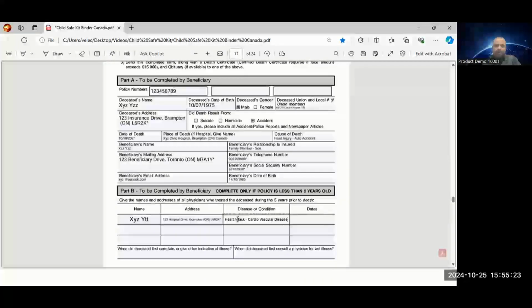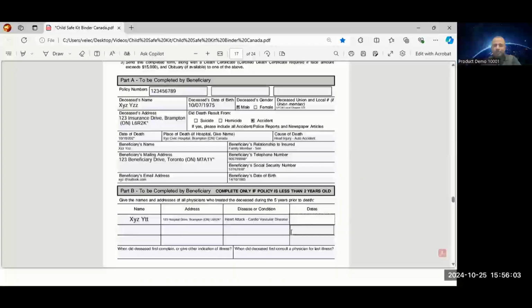The reason why this piece of information is important is that should the insured pass away because of an accident, certain portions of the claim would be payable, such as AD&D. However, if the insured had a heart attack and passes away, AD&D won't be payable, so AD&D will not be applicable in that case. All right. So when it comes to dates, go ahead and fill out the dates.